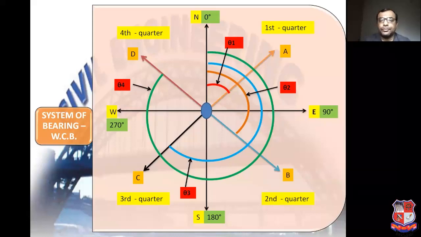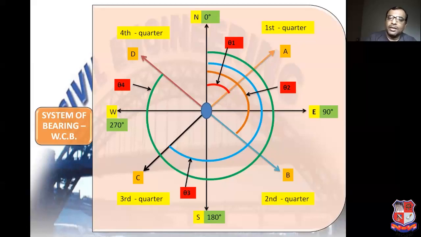In the WCB system, at North Pole we have 0 degree, East Pole 90 degree, South Pole 180 degree, and West Pole 270 degree. First quarter means 0 to 90 degree, second quarter means 90 to 180 degree, third quarter means 180 degree to 270 degree, and fourth quarter means 270 degree to 360 degree.